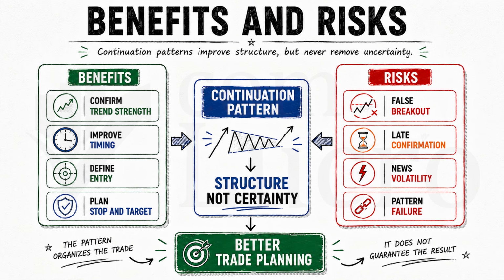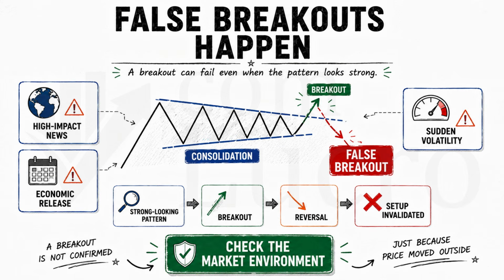These patterns help confirm that an existing trend may still have strength by showing periods of consolidation before price potentially continues in the same direction. Flags, pennants, rectangles, and triangles can also highlight entry opportunities and help traders define entry, stop loss, and target levels more objectively. However, continuation patterns are not guaranteed to work.